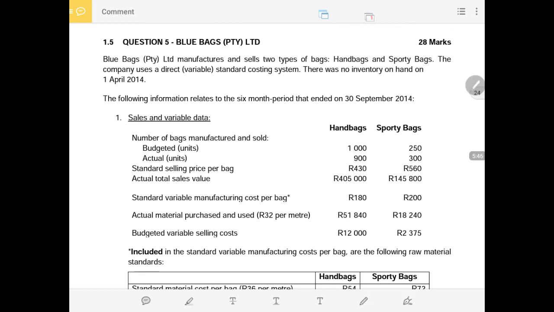It says the Blue Bags Pty Ltd manufactures and sells two types of bags, the handbags and the sport bags. They have two products, handbags and the sport bags. The company uses a direct or variable costing system, which is the standard costing system, and there was no opening inventory on hand on the 1st of April 2014.